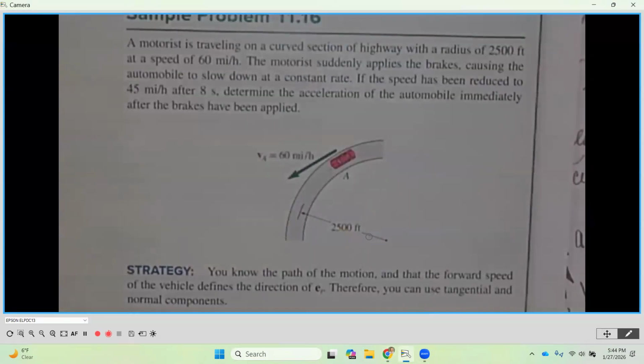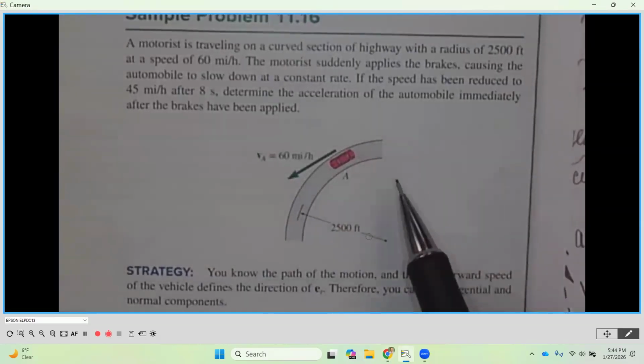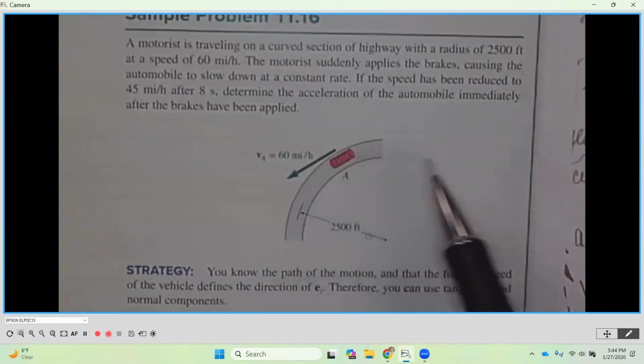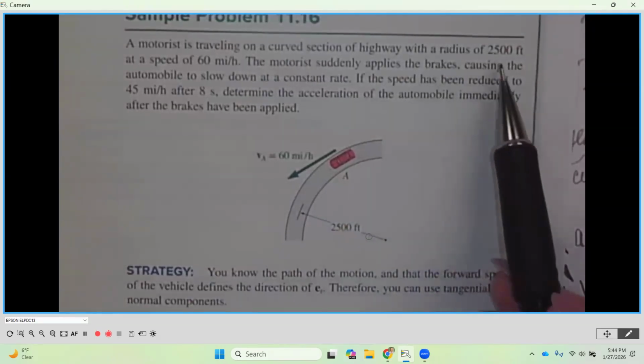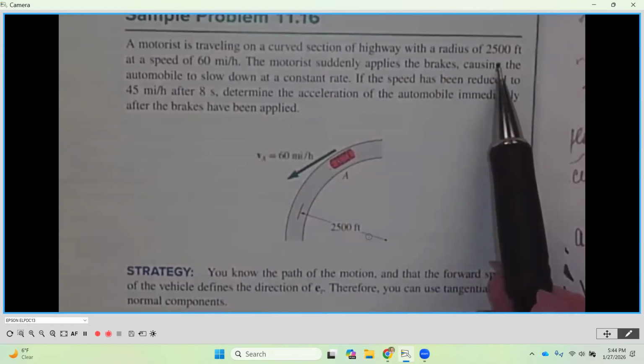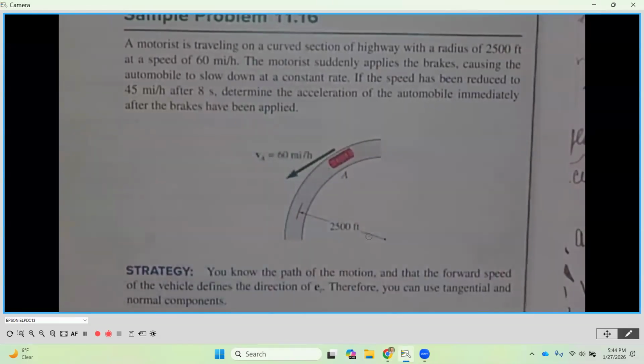Okay. So what we have here is a motorist traveling on a curved section of the highway, something we're all familiar with and can relate to. The radius of that curve is 2,500 feet, and they're moving at 60 miles per hour. The motorist suddenly applies the brakes, causing the automobile to slow down at a constant rate. If the speed has been reduced to 45 miles per hour after 8 seconds, determine the acceleration of the automobile immediately after the brakes have been applied.